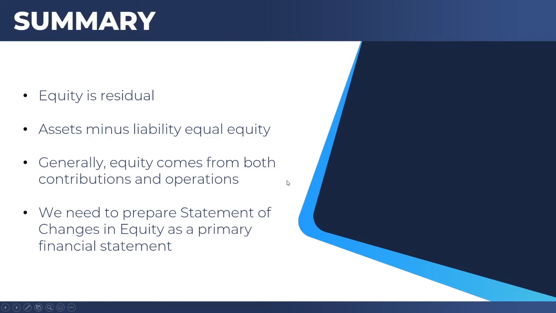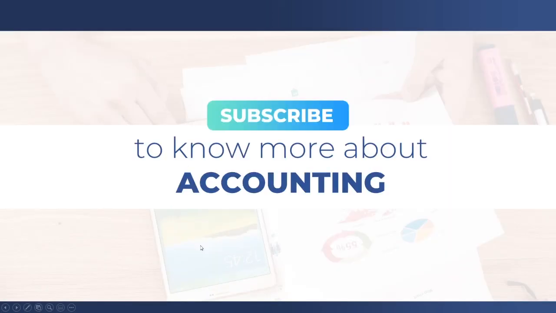So in summary of this video, equity is residual. Assets minus liabilities is equal to the equity. In general, equity comes from both contributions and operations and others. And lastly, we need to prepare the statement of changes in equity as a primary financial statement. So that's it. I hope that this discussion has helped you understand the concept of equity a little bit more.